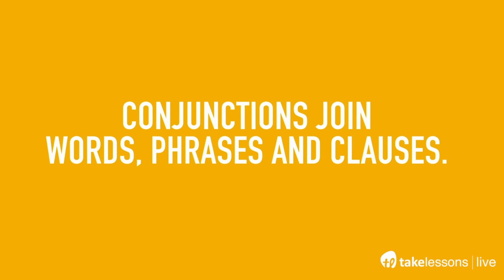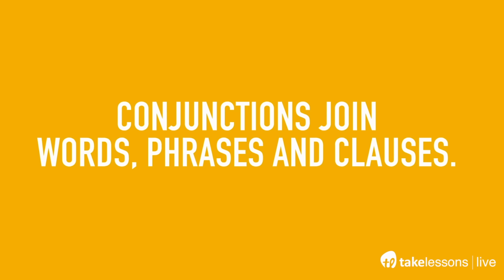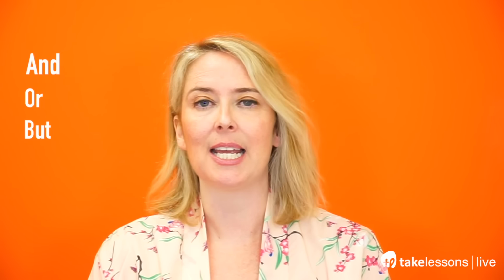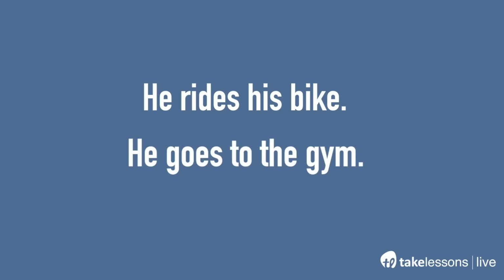Conjunctions join words, phrases, and clauses. Some conjunctions include and, or, but, and so. For example, we have two separate sentences. He rides his bike. He goes to the gym. We can combine those two sentences together by using any of those conjunctions that I previously mentioned.